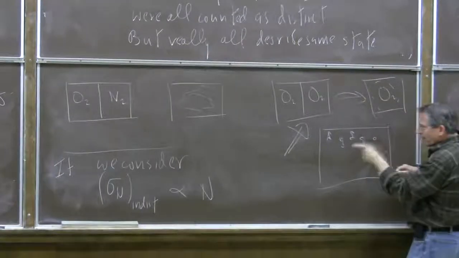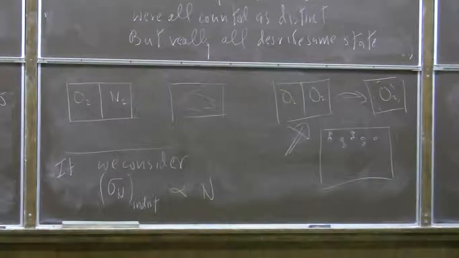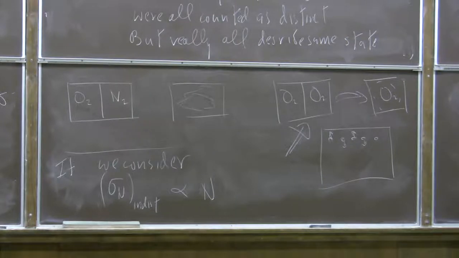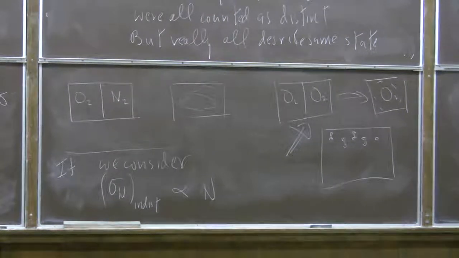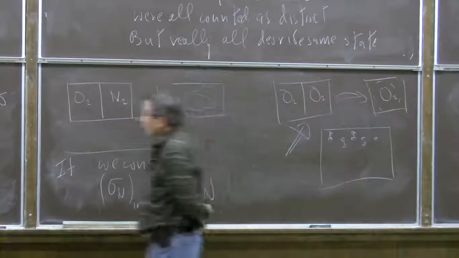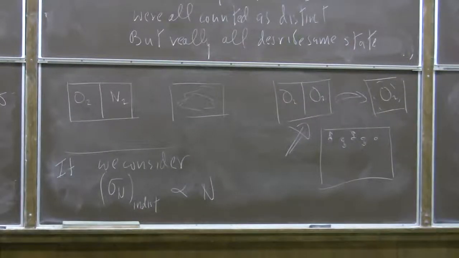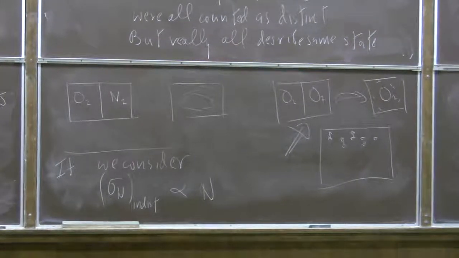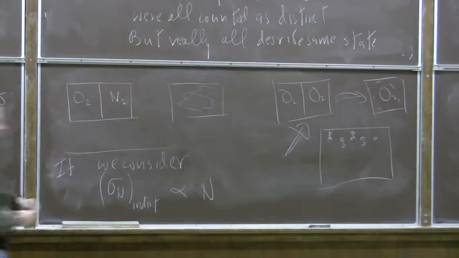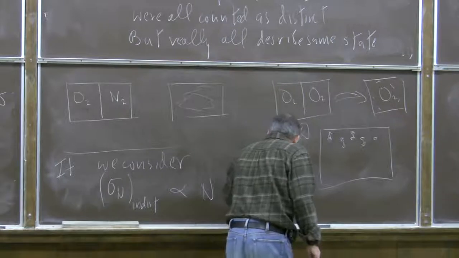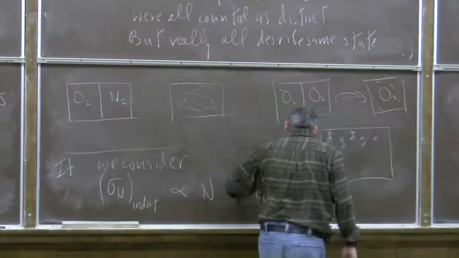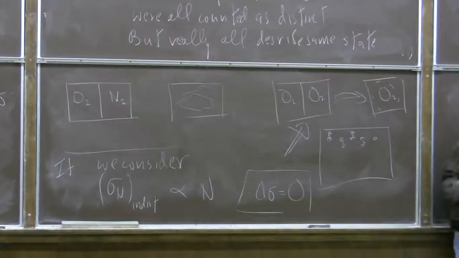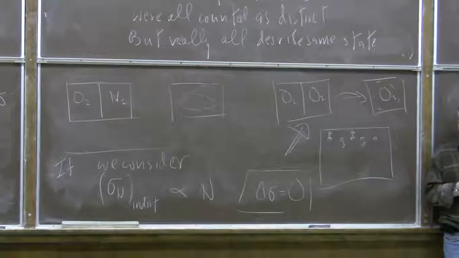The last remark I was going to make is that if we use our formula for indistinguishable spins, then the entropy just scales like n. After we remove the partition, it's proportional to n1 plus n2. Before we remove the partition, it was proportional to n1 for the first box plus n2 for the second. There's no change. So in that case, delta sigma is equal to 0. If we have oxygen on both sides, there isn't some irreversible process that's occurred.